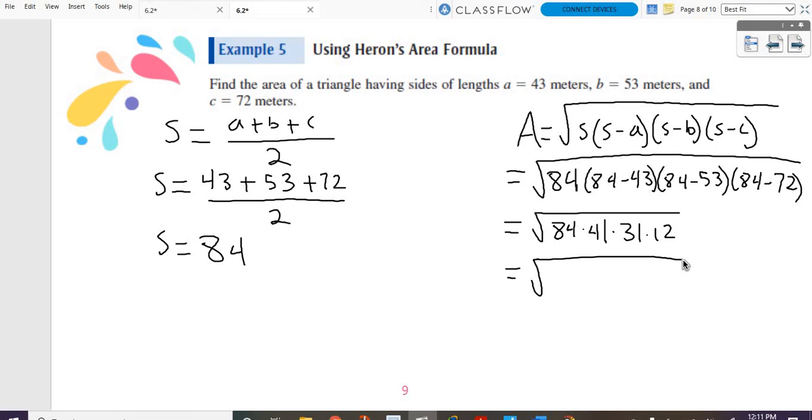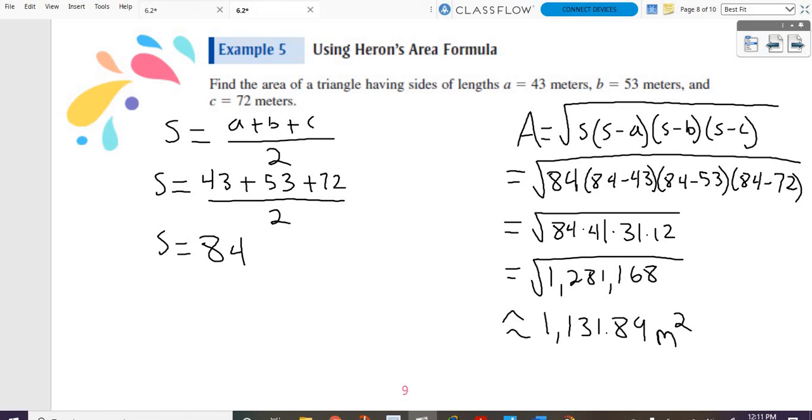Big number. Okay, hold up. 1,281,168. And then if we take the square root of that, what do we get? 1,131.89. Okay, and what's our unit going to be here? Meters squared. So remember that we're finding area, so we still do need a squared unit. And so it's going to be our original unit, which was meters squared.